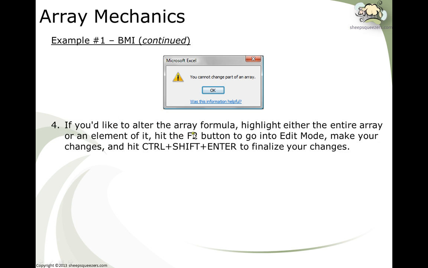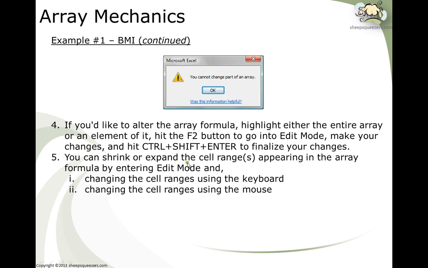If you'd like to alter the array formula, though, highlight either the entire array or an element of it, hit the F2 button to go into edit mode, make your changes, and hit the Control, Shift, and Enter key combination to finalize your changes. Again, you must hit Control, Shift, and Enter even when you're in edit mode to get out of edit mode, otherwise it won't work.